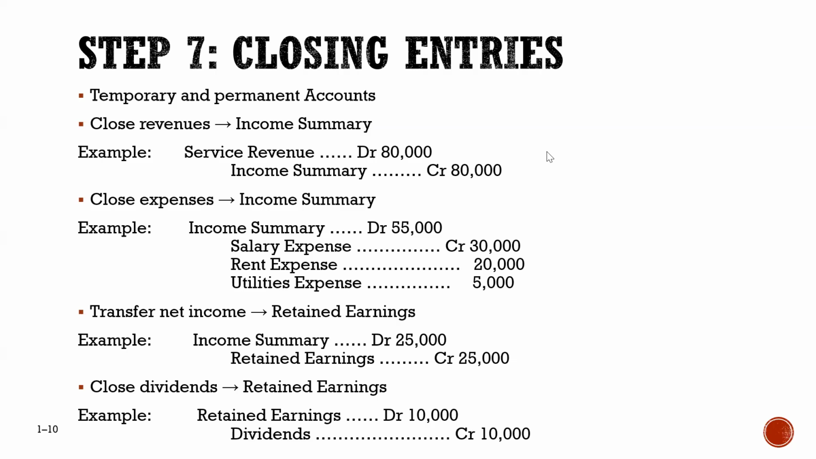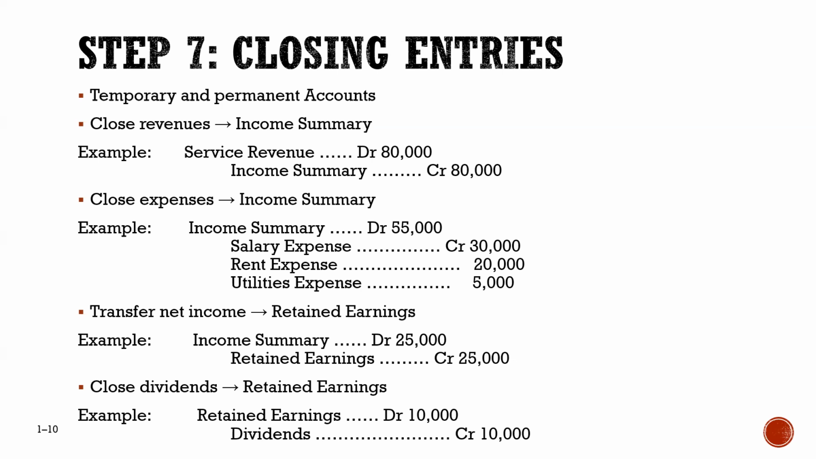Now, the seventh step is the closing entries. At the end of every accounting period, we do something very important: closing the temporary accounts. To understand this easily, imagine that every year your business keeps a scorecard of how much you earned, meaning revenues, how much you spent, meaning expenses, and how much you distributed to owners, like dividends.